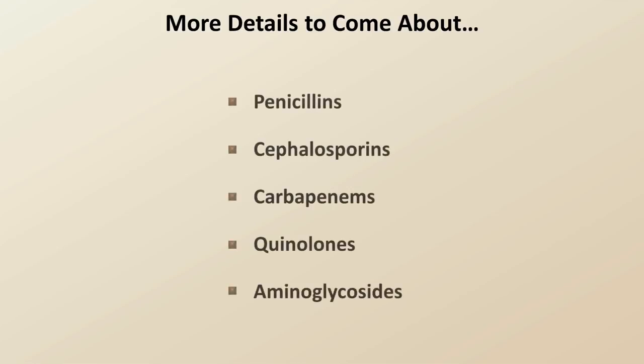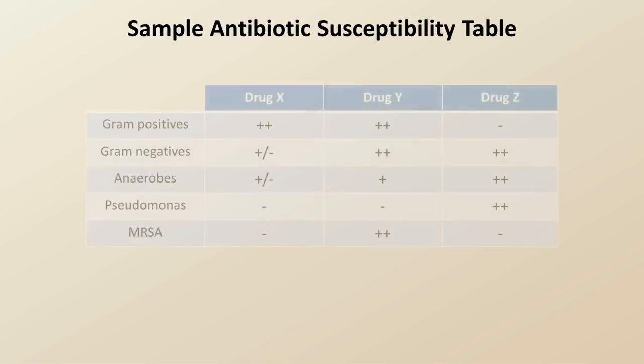At this point, I'm going to get into some more details about some specific groups of antibiotics that will hopefully help you to appreciate the basic differences between classes and between individual drugs within the same class. Over the rest of this lecture, I will be displaying some basic antibiotic susceptibility tables. I wanted to explain the relatively simple notation ahead of time.